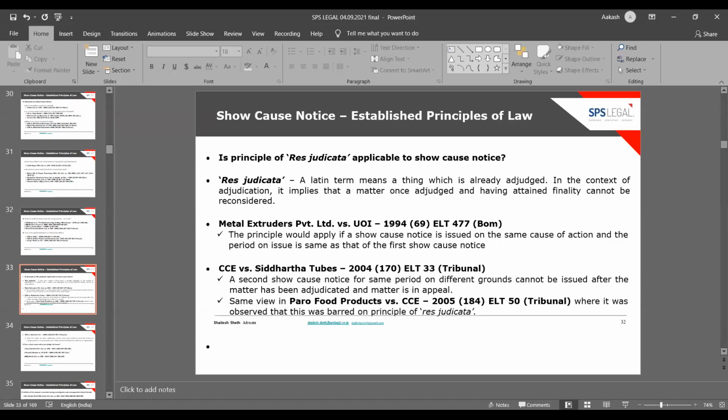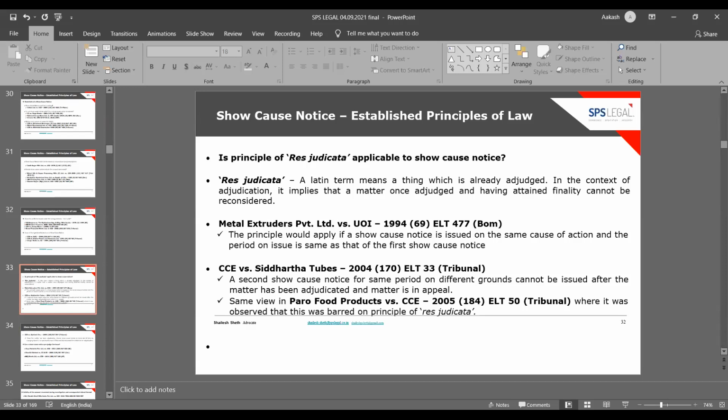Whether the principle of res judicata is applicable to show cause notices. Res judicata is a Latin term, friends, which means a thing which is already adjudged. In the context of an adjudication, it implies that a matter once adjudged and having attained finality cannot be reconsidered. There has to be an end to the litigation process. The department cannot go on reopening the case on one pretext or another. Once they have decided a particular matter in the context of the particular issue which they have raised, then they cannot go on reopening that particular issue which is settled, suppose in favor of the SSE, on another pretext. And there the principle of res judicata may come into play.